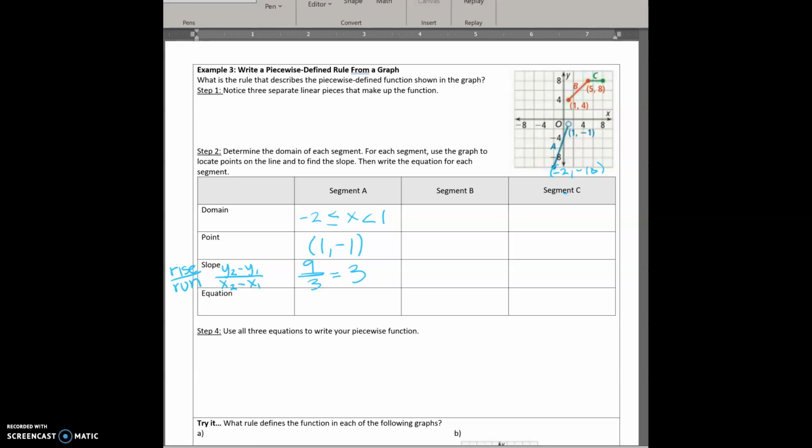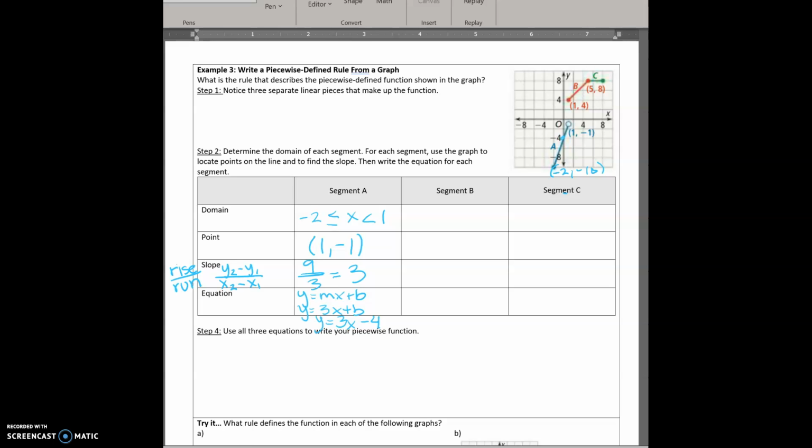So now write an equation for that. We have y equals mx plus b because it's a straight line. And we know that the slope is 3. And we need to find the y-intercept. In this case, we can see that the y-intercept is right here. So we can say that it's -4. So y equals 3x minus 4. So now we have that equation. And now we're going to do the same thing for segment B.